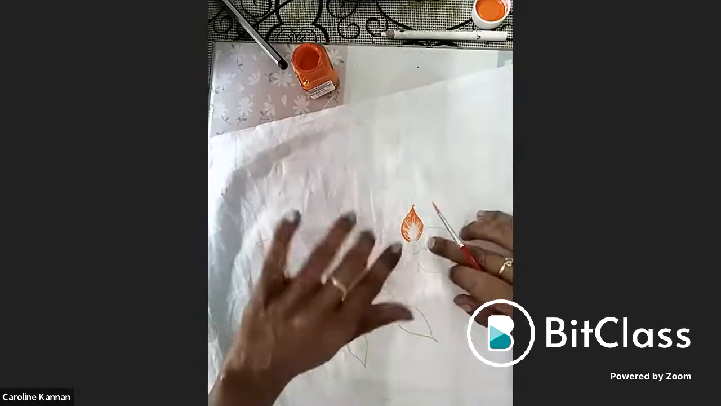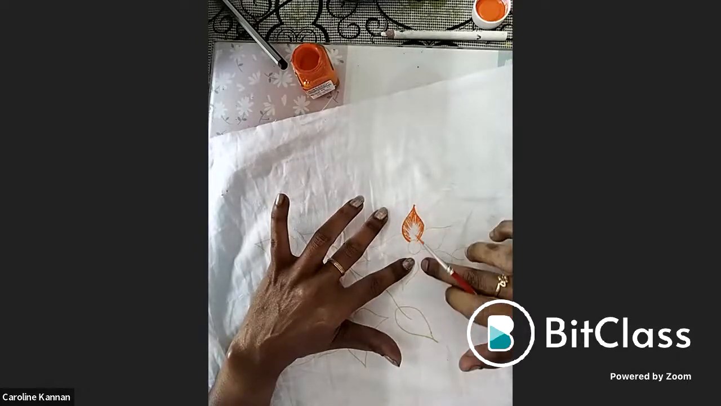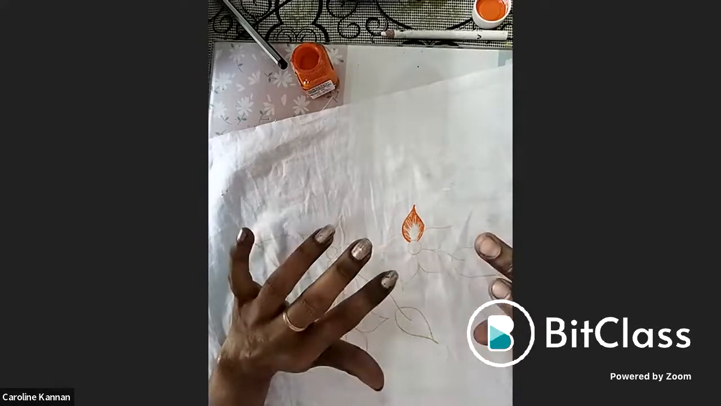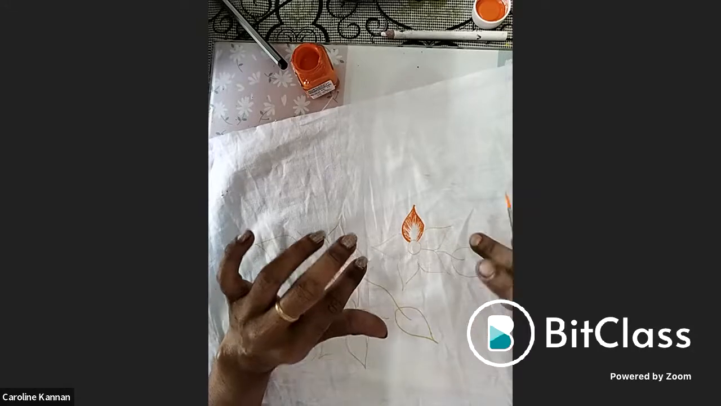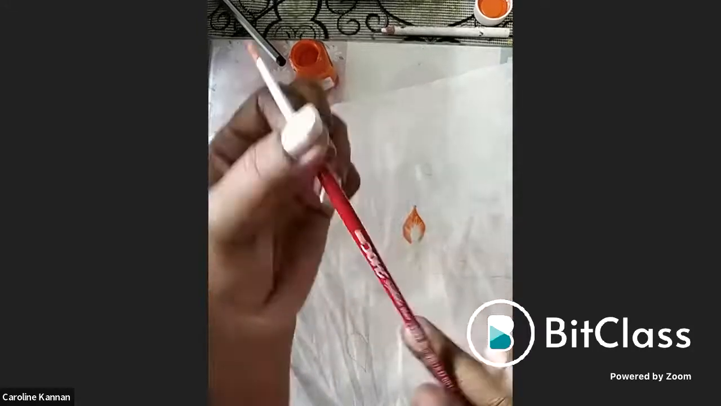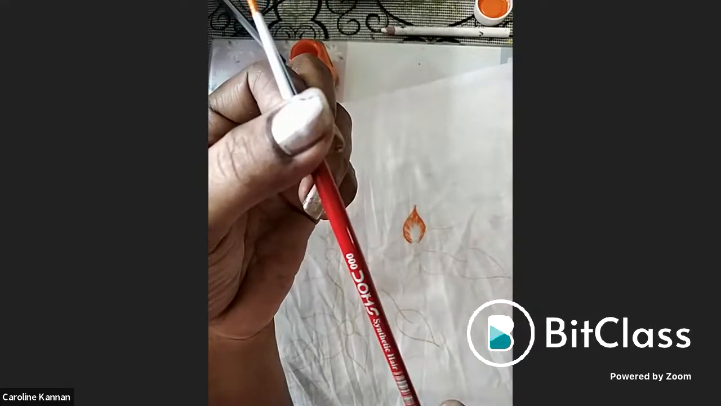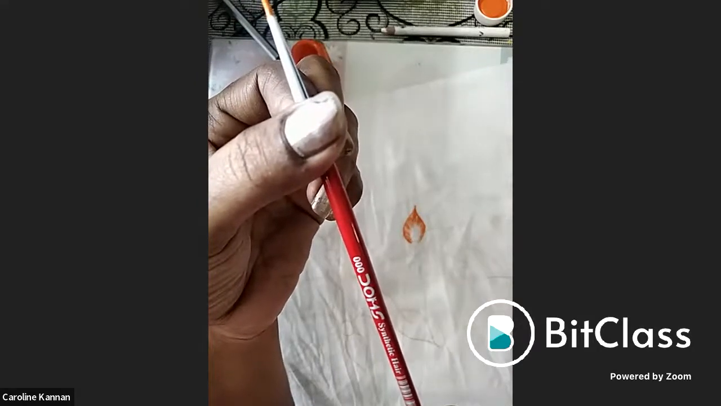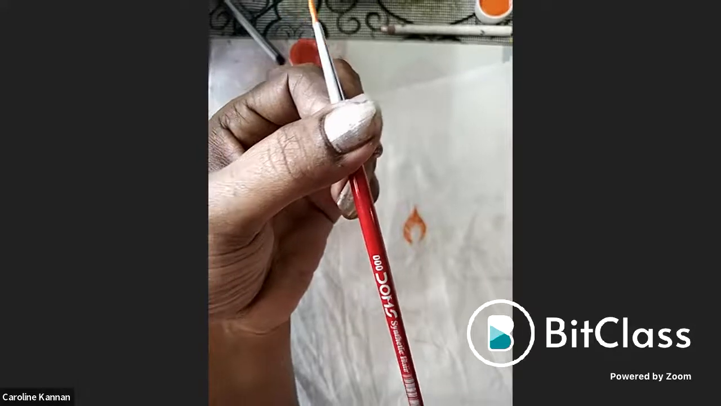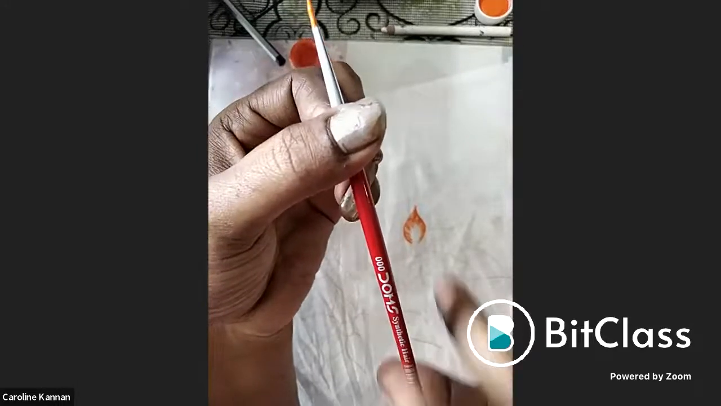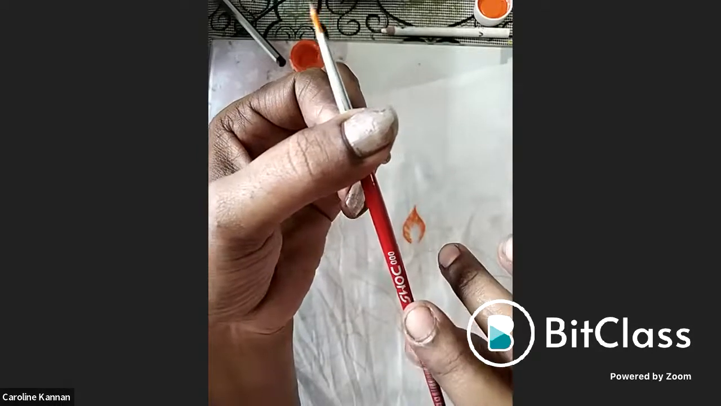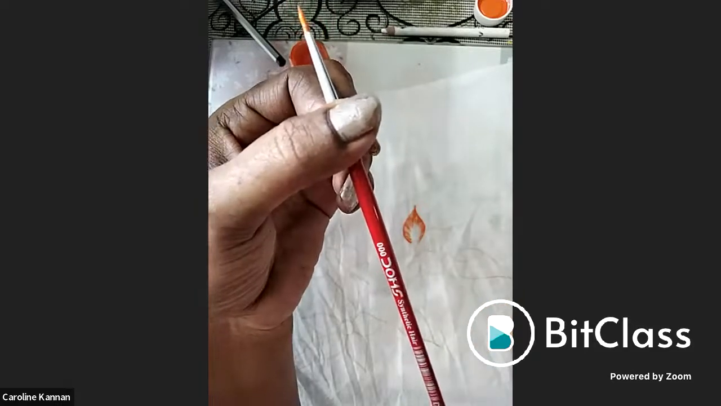So you have just filled the outer part of it. See, I've used the same brush number for both the outline and the inner work. It is a 000 brush. You can go for 000 and also 0 and 1.